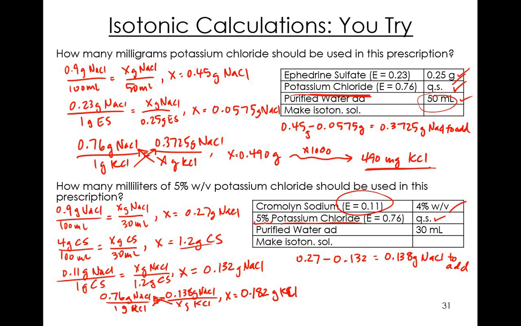And then we want to deliver that in the form of a solution. So if we have 0.182 grams KCl, how many mils of the 5% solution do we need if there are 5 grams of KCl in 100 mils of solution? So X gives us 3.6 milliliters.